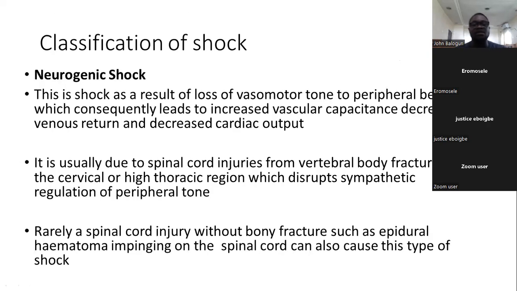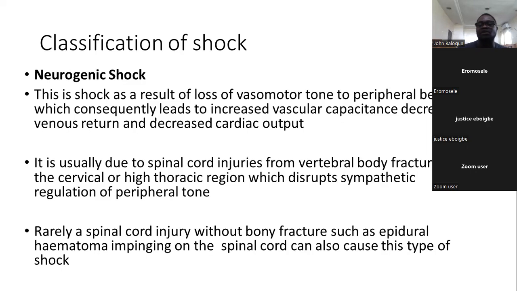Now, like I said again, in neurogenic shock, the problem is that the autonomic reflex that supplies the vessels has been cut off. It may be temporary, it may be permanent. And then commonly, when they give a question on neurogenic shock, they will put spinal shock as one of the options, because commonly spinal shock and neurogenic shock have a common etiology.